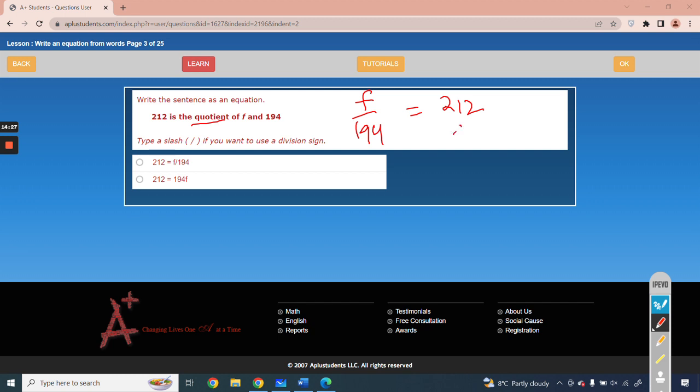You can write the division as F slash 194. Here type a slash if you want to use a division sign. So it would be F slash 194 equals 212. Option number 1 is the correct option.